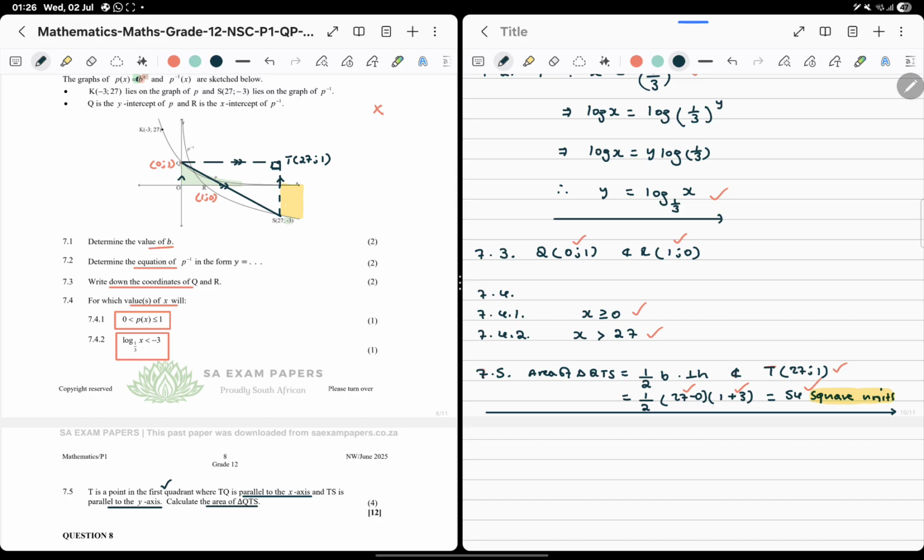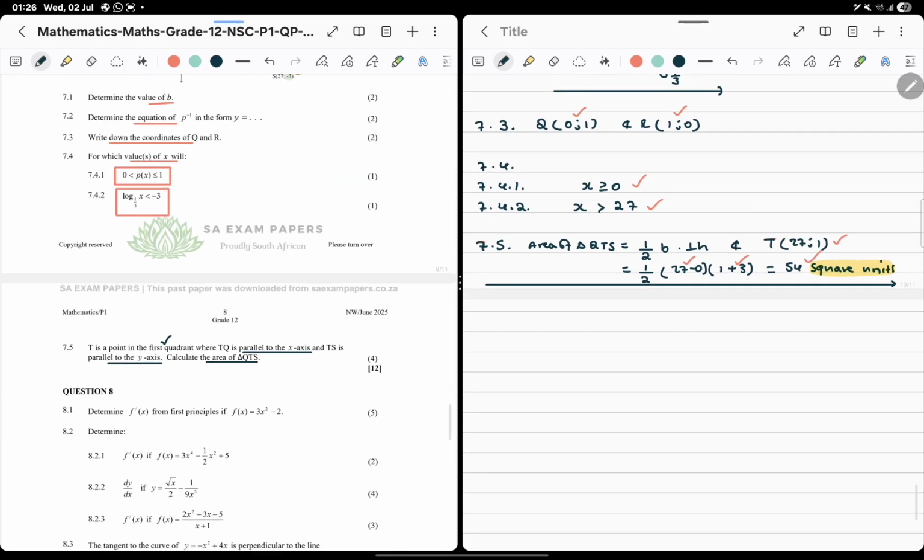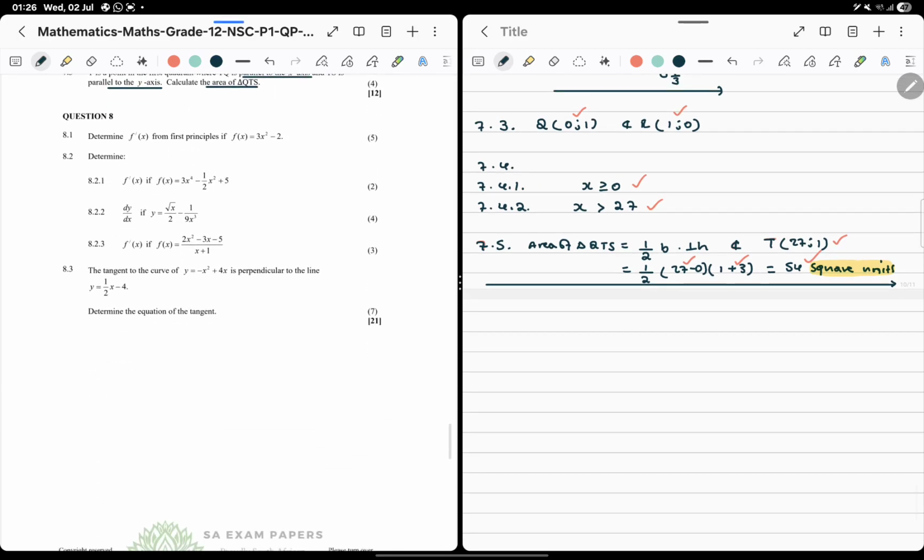All right. Otherwise, guys, this was a nice 12 marks. Anyway, this is the edge. Whatever, guys. Sometimes we cannot force things that do not want to be forced. Let's get to question 8.